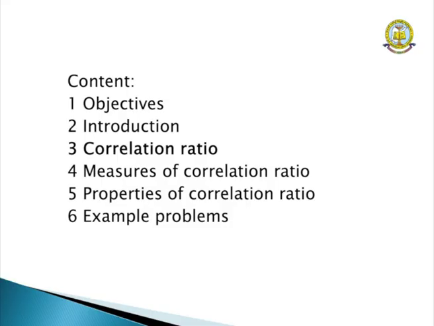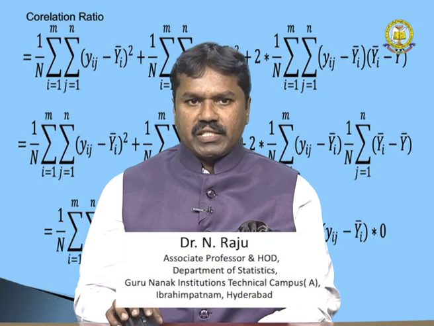Today we are going to discuss a few topics. The first one is objectives, the second one is introduction, the third one is correlation ratio, the fourth one is measures of correlation ratio, the fifth one is properties of correlation ratio, and then example problems.